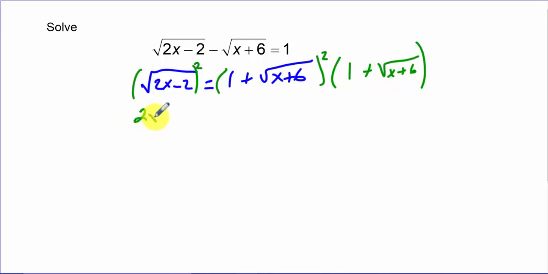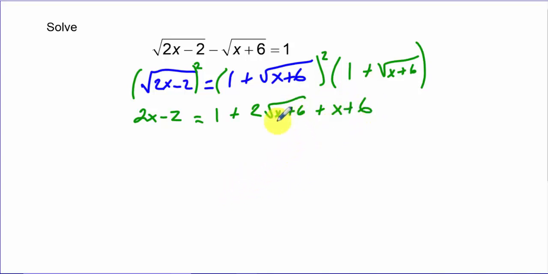This is 2x minus 2. First term's a 1, then I have a root 6 and a root x plus 6 and another root x plus 6, which makes 2 roots of x plus 6 and just an x plus 6.